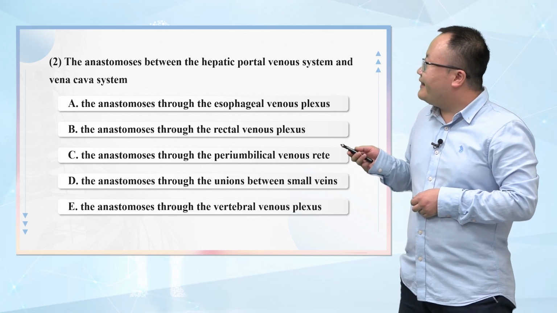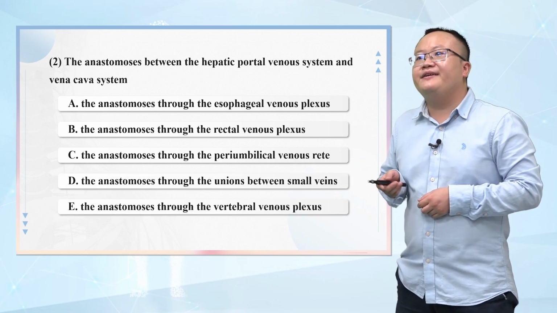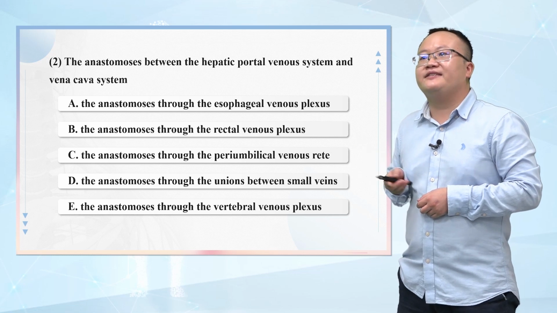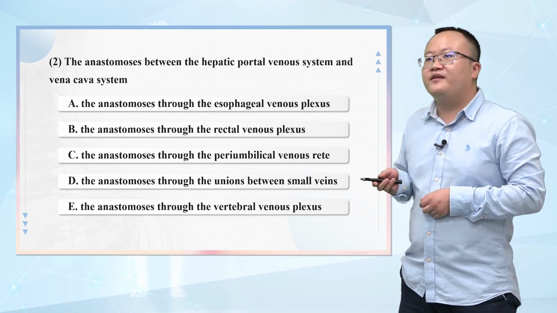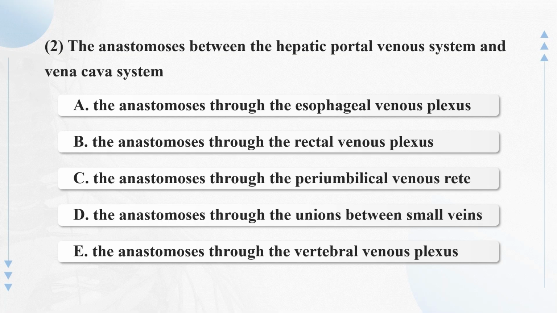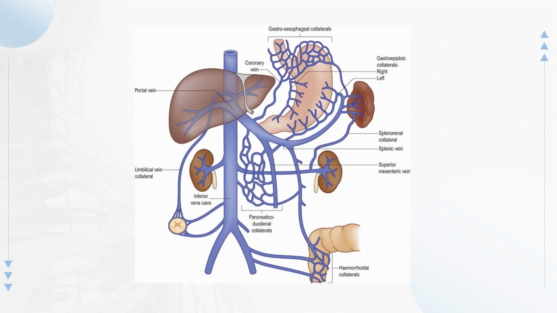There are also anastomoses between the hepatic portal venous system and the vena cava system. They can communicate through the esophageal venous plexus, the rectal venous plexus, and also the periumbilical venous network, and the union between small veins. It can also communicate with the vertebral venous plexus. This picture demonstrates the communications.